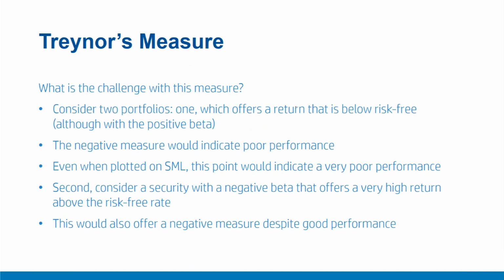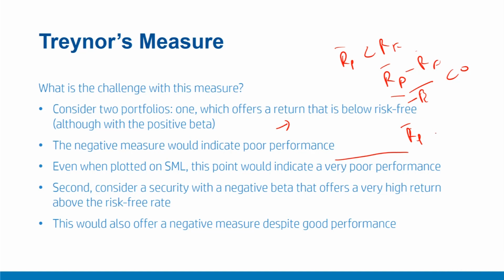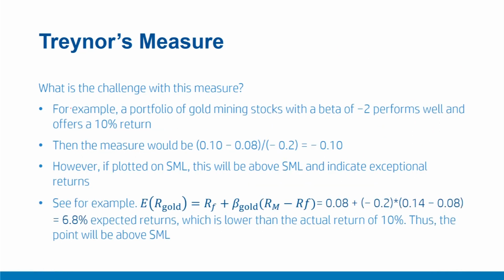However, there is a very fundamental problem with this measure, which is as follows. Consider two portfolios. The first portfolio offers a very poor performance, and its RP bar is even less than RF. Assuming it has a positive beta, this measure would be negative, less than 0. At the same time, consider another security with a negative beta. While it offers a very high RP, or portfolio return, given that it has a negative beta, Treynor's measure would indicate a poor performance, despite this portfolio offering a very high RP and therefore a very good performance. Let's understand this with a simple numerical example.